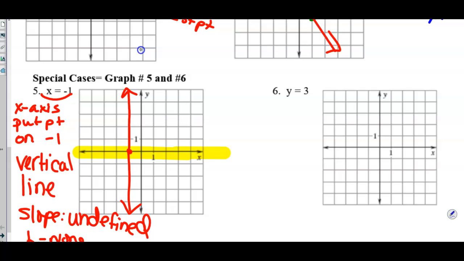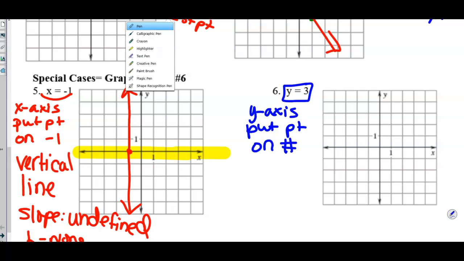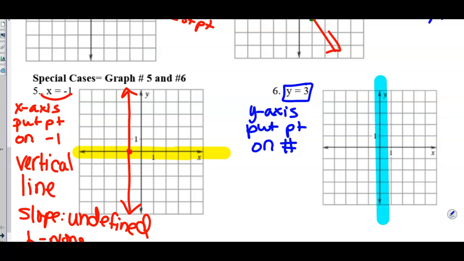If you see a y equals, and be careful, make sure you're reading it correctly. A y equals means you go to your y-axis and you put a point on the number, whatever number it says. So my y-axis is the up and down one. And I put my point right on there. It says +3, so I'm going to count up 3. 1, 2, 3.